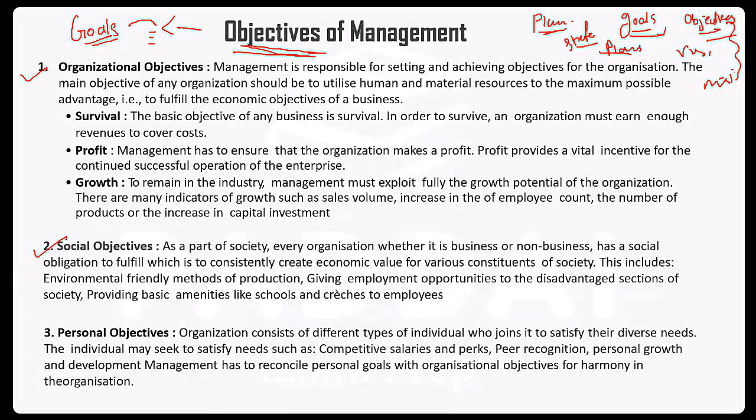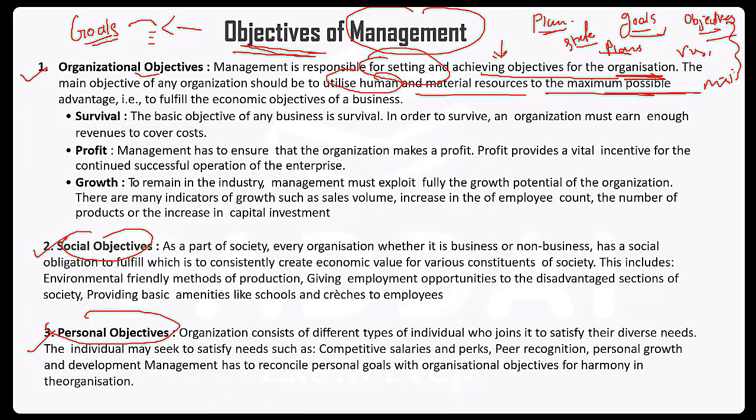Management objectives can be divided into three: organizational objective, social objective, where it has to serve society, non-business objective, and personal objective, meaning the individual objectives of the employees working in the organization. Management's main responsibility is to achieve the organizational objective. It is not only achieving them, but management is responsible for setting them and achieving the objectives for the organization.